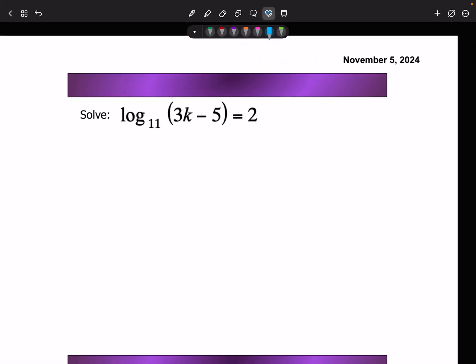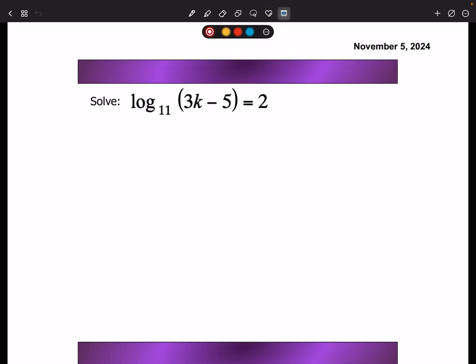Okay, here's a couple for you to try. Go ahead and see if you can try this and get the hang of it on your own. Press pause and then come on back and press play when you're ready to check your answers.